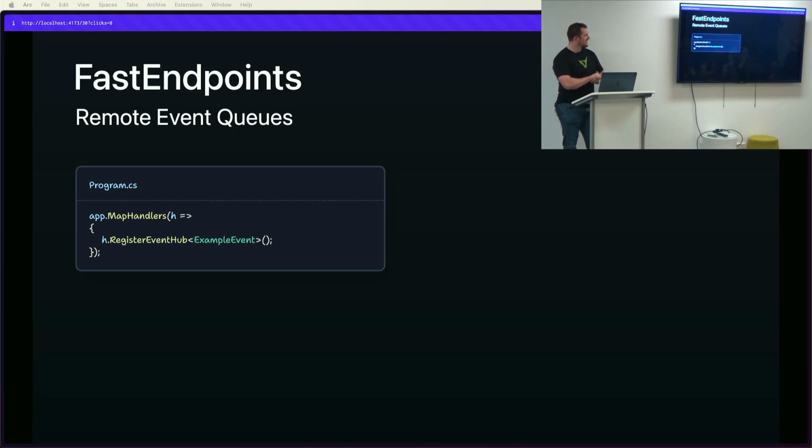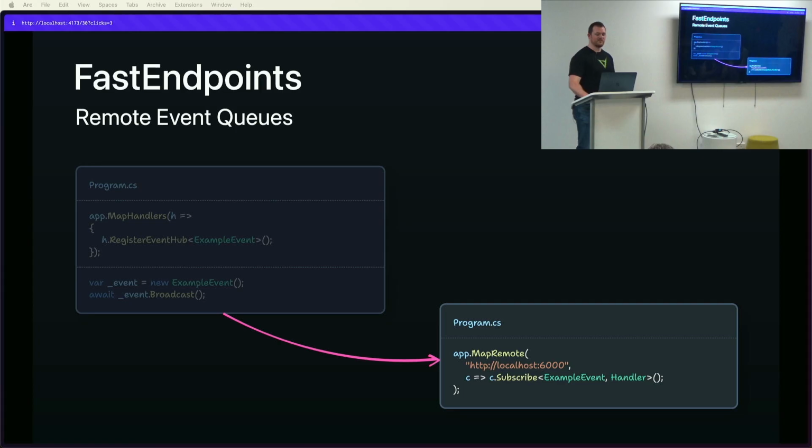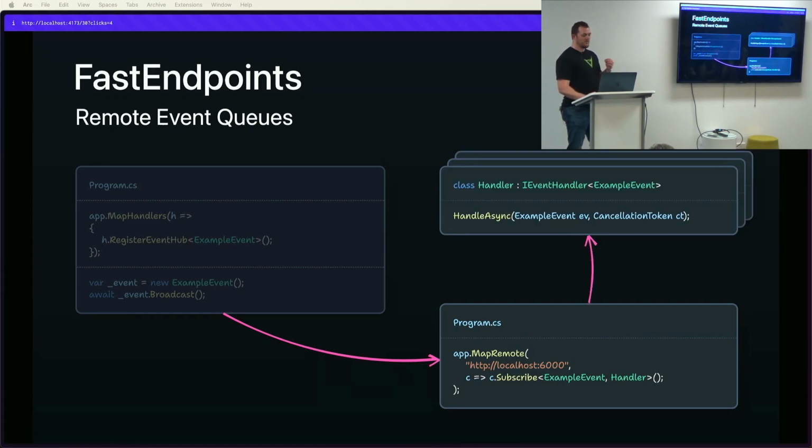So again, looking at this at a high level, so we won't go into the persistence side of things here. But over on our servers program.cs file, we register the event hub for our example event. And to actually send an event out to any listeners, we need to create an instance of that event and then call broadcast on it. That will notify any subscribers of the event, which are registered in each client's program.cs. Once that notification has been raised, then any handlers registered for that event will be invoked.